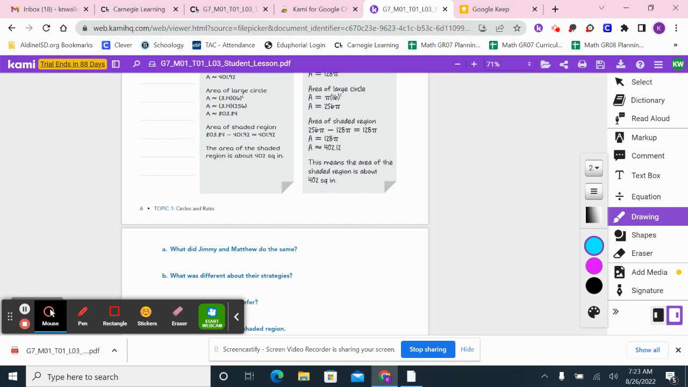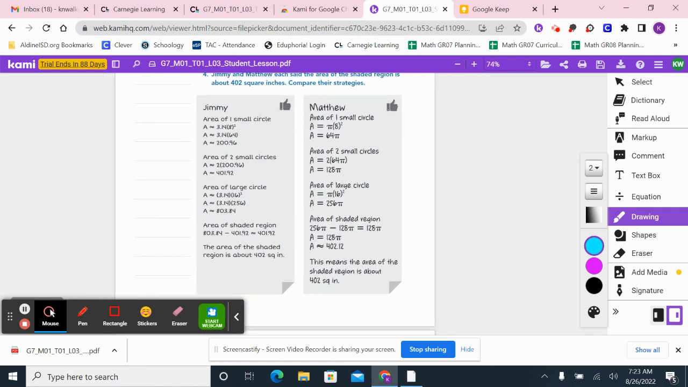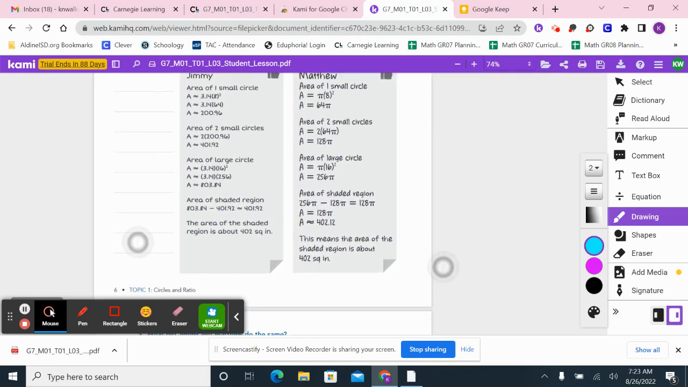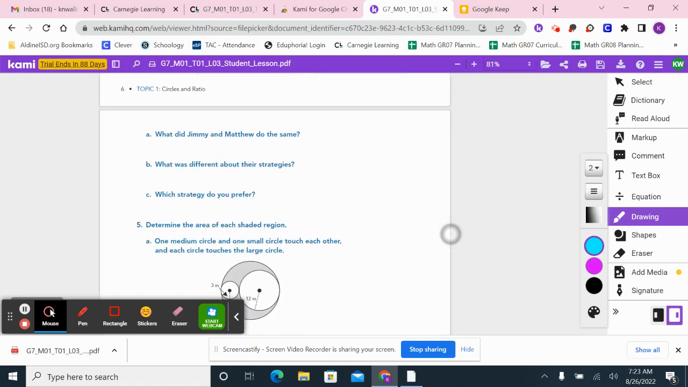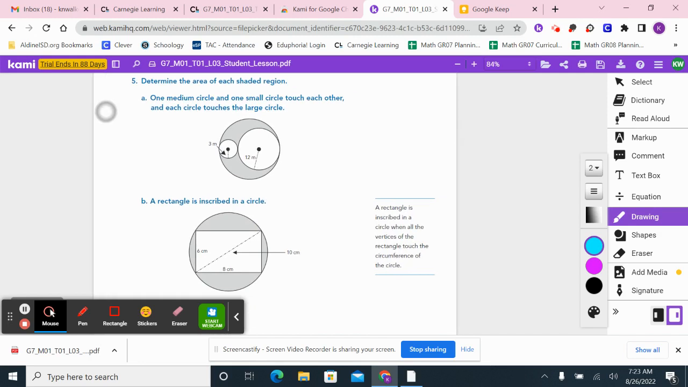Part B says, what was the difference in their strategies? Well, if you noticed, Jimmy wrote out 3.14 every time for pi, and Matthew simply used the pi symbol, similar to what we just did. And notice also that they got the same answers. So both ways and both strategies work. And part C says, which strategy do you prefer? Go ahead and tell a neighbor. And then let's move on to question 5.